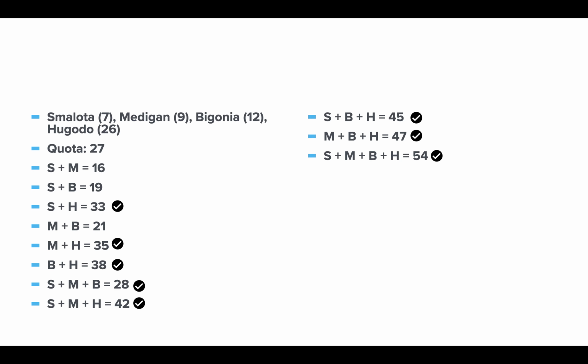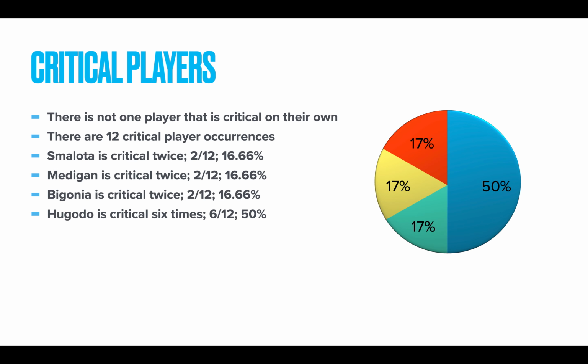And so in this case, adding all of these coalitions together, we can see that there are 12 critical player occurrences. So there is not one player that is critical on their own. Smilota, Madigan, and Begonia are all critical twice, or 2 out of the 12 times, or 16.66% of the time. Hugoto is critical 6 times, or 6 out of 12, and they're critical then as a percentage, 50%.